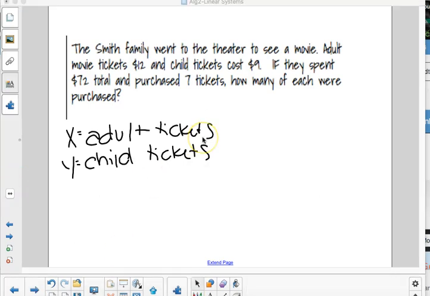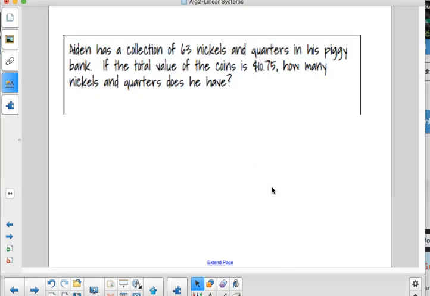If you're good, you're good. If not, make sure you ask for help. Last story problem. This was like one of the story problems on yesterday's assignment. The only difference was that one was dollar bills and $5 bills.